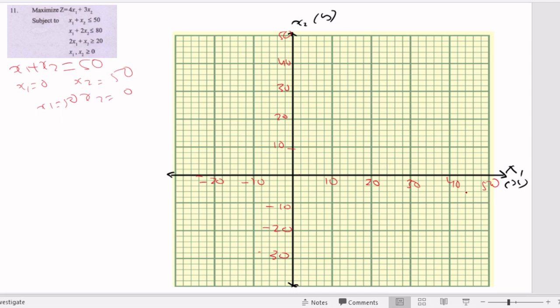So the first one is 50 comma 0, this point. The second one is 0 comma 50. So these are the two extreme points. Let's join this line together. Okay, so we found the first line.